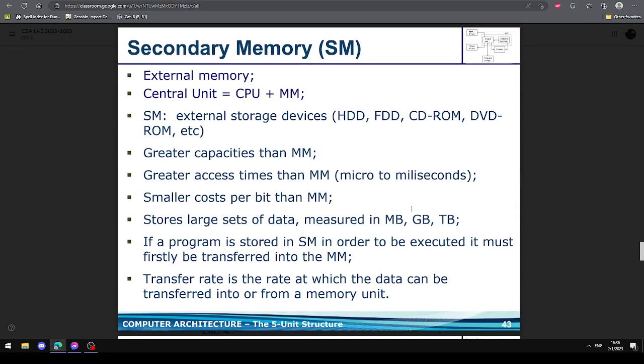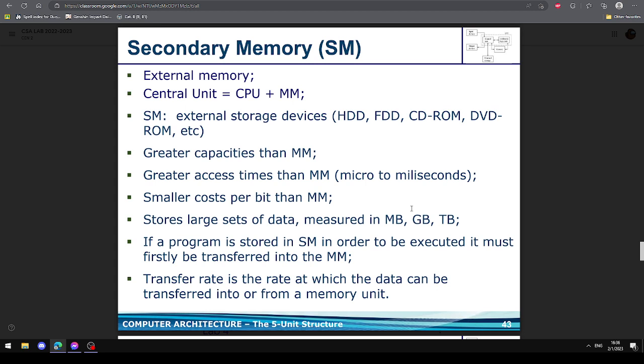Secondary memory, external memory. Central unit equals the CPU and MM. SM, external storage devices: HDD, FDD, CD-ROM, DVD, ROM, etc. Greater capacity than MM. Greater access time than MM. Smaller cost per bit than MM.